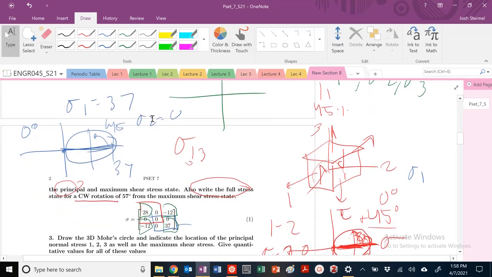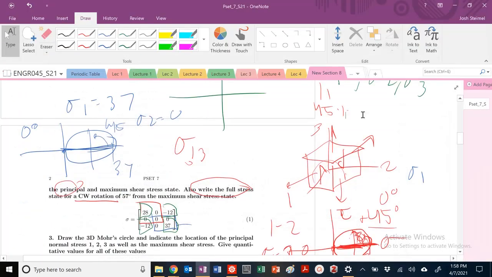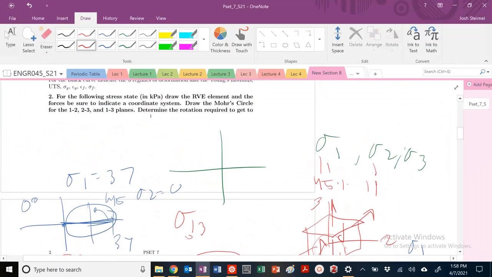Now I need to look through my sigma 2s. What's my largest sigma 2? 0, 0, but over here I see 19. So that's going to be that, 19 something. And then what's my smallest sigma 3? It's just going to be 0. So I'm going to draw this as sigma 1, sigma 2, sigma 3. That's it. That's my 3D Mohr circle.